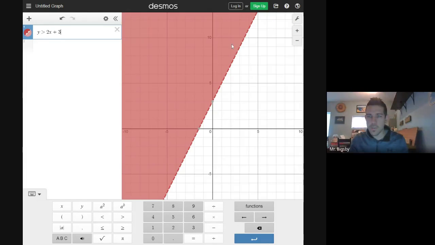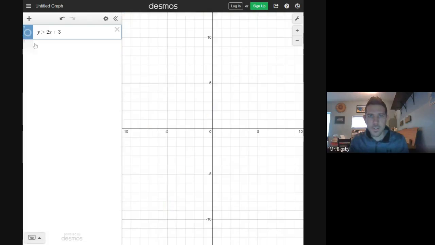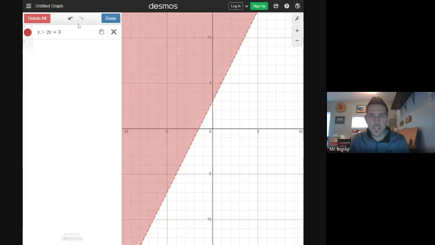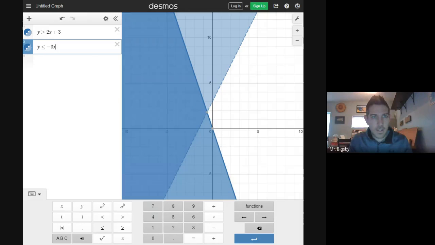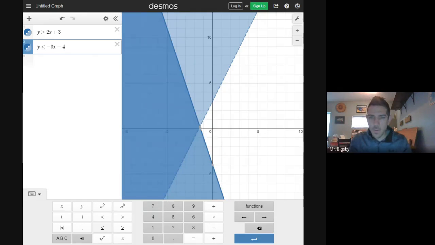Look, there's my first one, and they're using red instead of blue. I can actually change this color, I think. Hey, look, there's blue now. And then their second inequality was y is less than or equal to -3x minus 4.